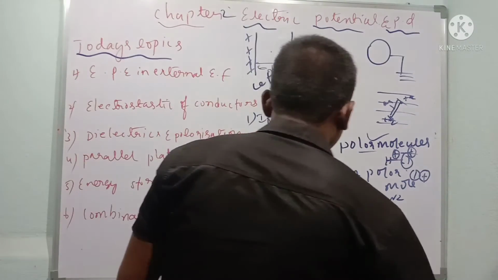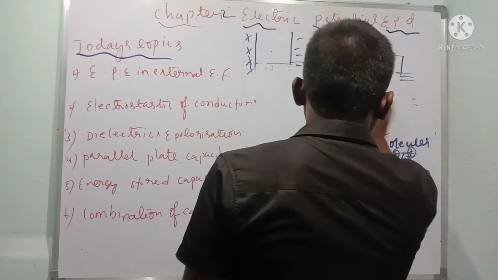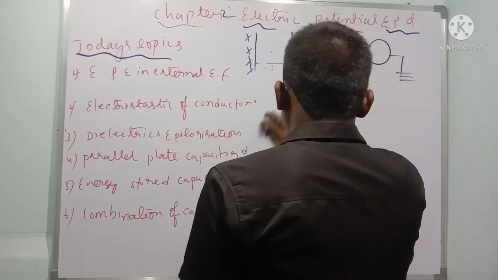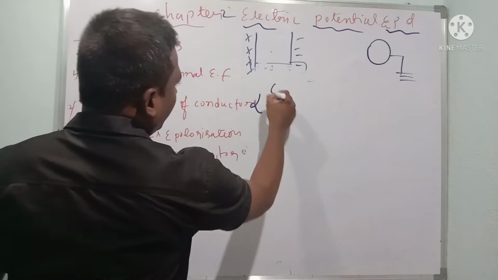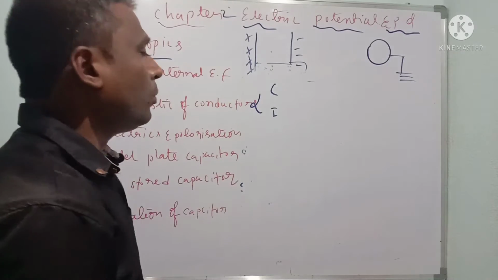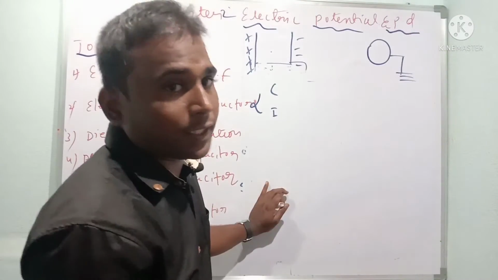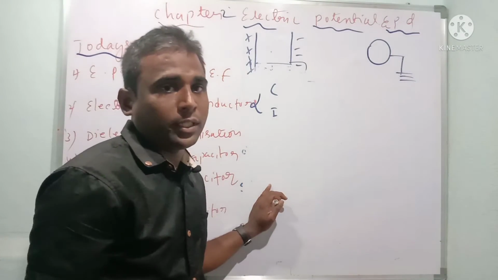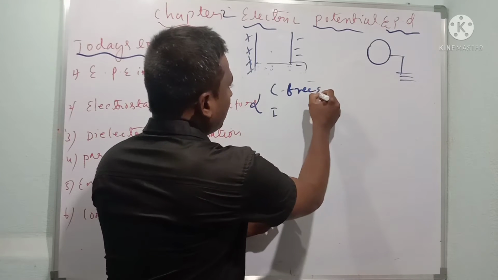After this, let us understand without wasting time, the electrostatics of conductors. Children, very simple. I will split into conductors and insulators. So what are conductors? The substances which conduct electric current. Almost all the metals are conductors, due to the presence of free electrons.